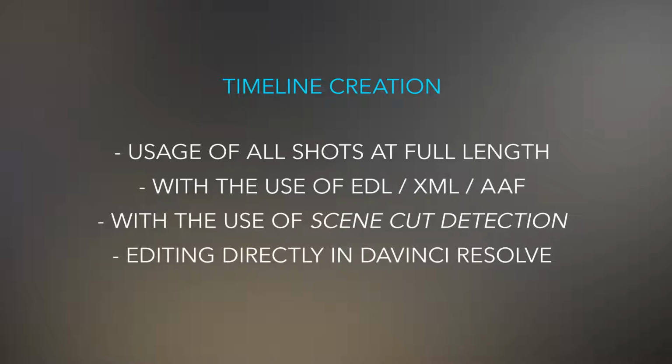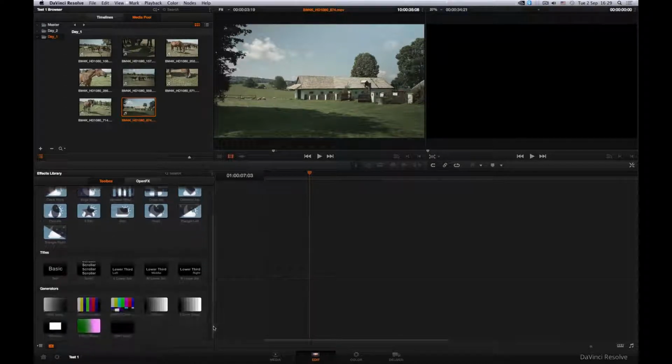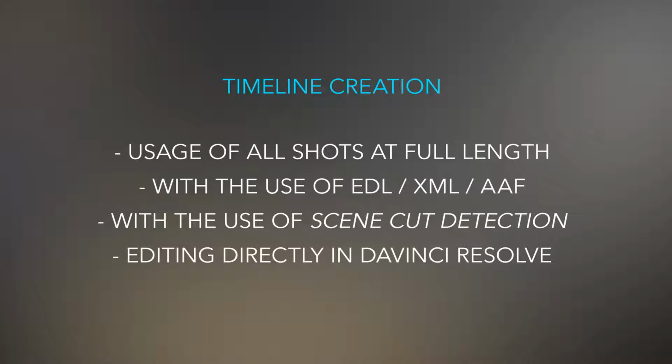Finally, the last option is to create a timeline by cutting directly in DaVinci Resolve. As I have mentioned, the Edit panel contains virtually all tools needed for modern editing, including retiming, that is slowing down and speeding up shots, as well as a number of tools and effects, such as transitions, titles, generators, and so on.